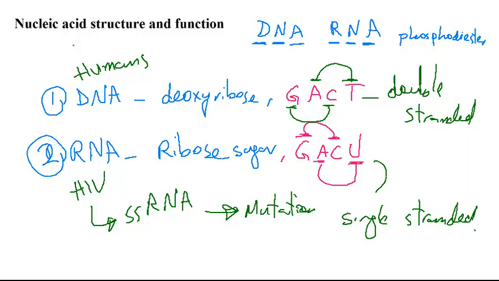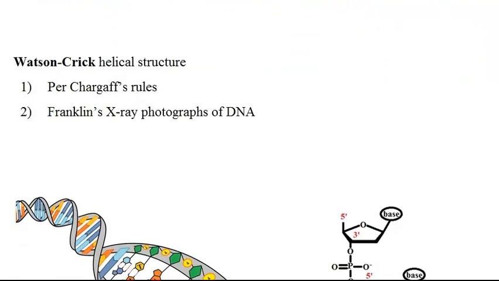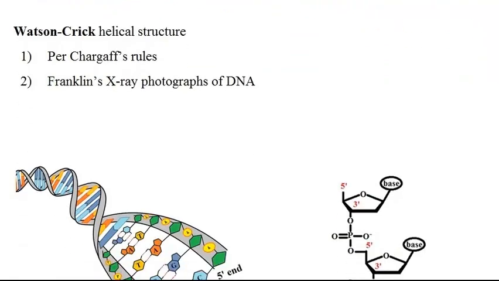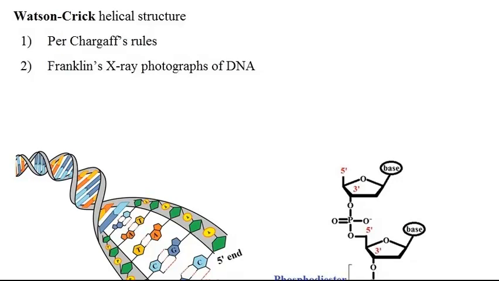Now, going back to the DNA and its structure. The first scientists who proposed the helical structure for DNA, that it's composed of two helical strands, were Watson and Crick. And how did they come up with that conclusion? Basically they used two different findings to conclude that DNA is made of two helical strands. One, they used Chargaff's rule. And according to this rule, the total amount of purines in a DNA molecule is always equal to pyrimidines.